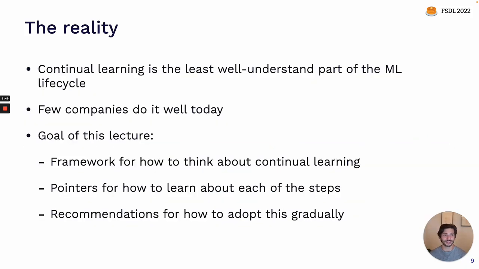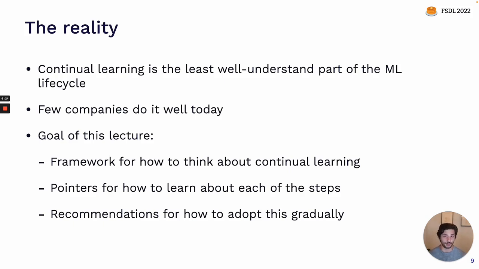The upshot of all of this is that continual learning is really the least well understood part of the production machine learning lifecycle. And very few companies are actually doing this well in production today. And so this lecture in some ways is going to feel a little bit different than some of the other lectures. A big part of the focus of this lecture is going to be being opinionated about how we think you should think about the structure of continual learning problems. Some of what we say here will be well understood industry best practices, and some of it will be our view on what we think this should look like.